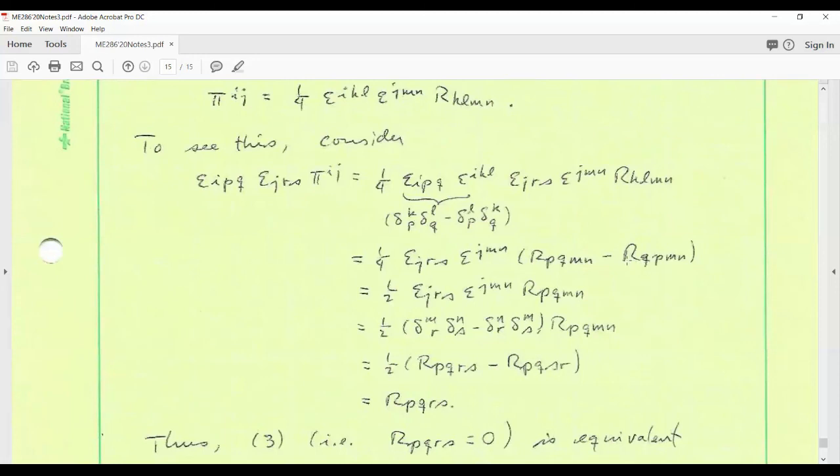In other words, minus R sub QP is the same as plus R sub PQ. So these add together to give me a 2, which goes with a 1/4 here to give me a 1/2, and I just get this.